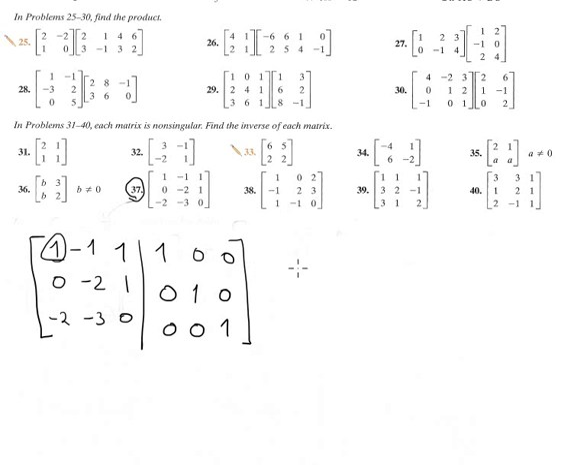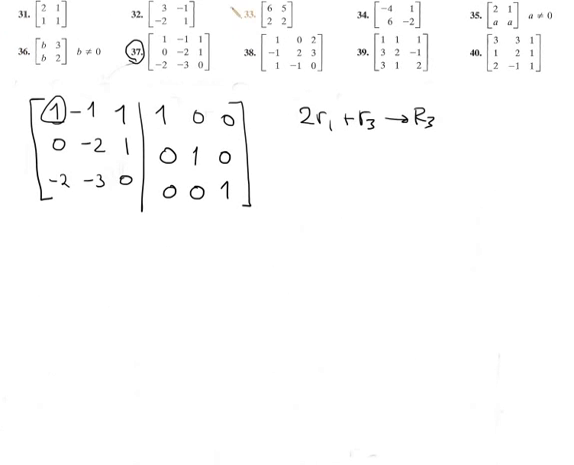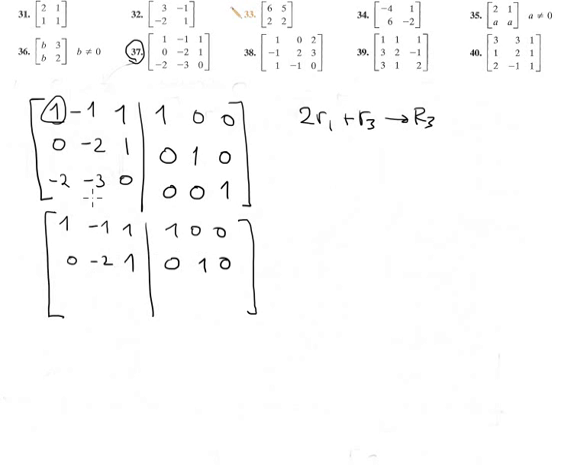Entonces, opposite number que es 2 R1 plus R3 store in R3. You perform this row operation, and the new matrix will be then 1, negative 1, 1, 1, 0, 0, 0, negative 2, 1, 0, 1, 0. This is staying. The only change is the third row. It's 0, negative 5, 2, 2, 0, and 1.